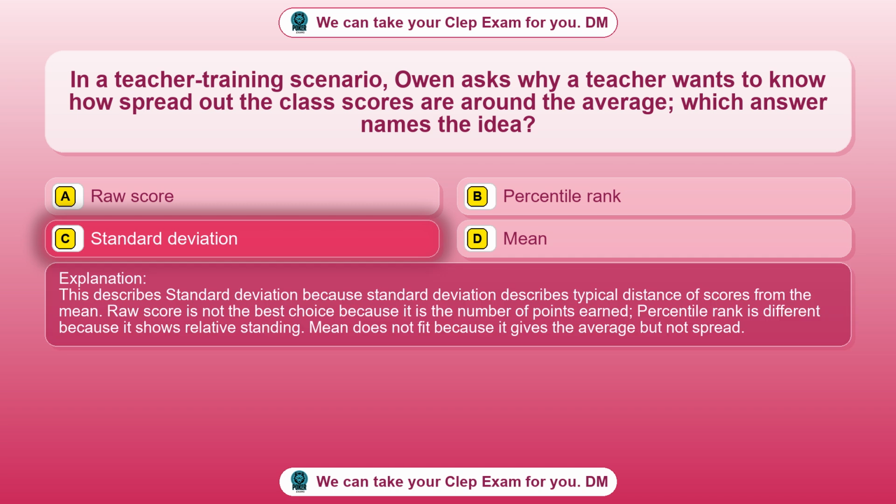This describes standard deviation because standard deviation describes typical distance of scores from the mean. Raw score is not the best choice because it is the number of points earned. Percentile rank is different because it shows relative standing. Mean does not fit because it gives the average but not spread.